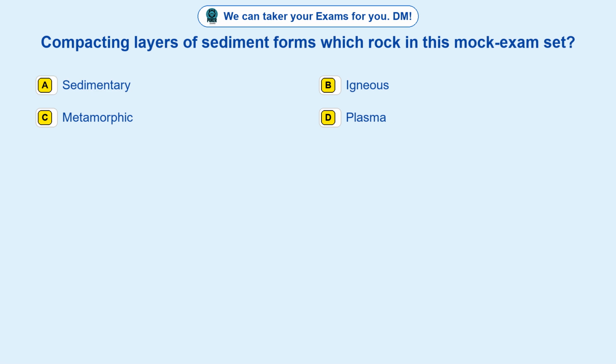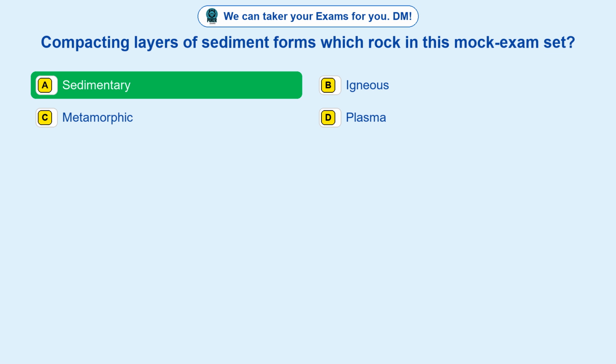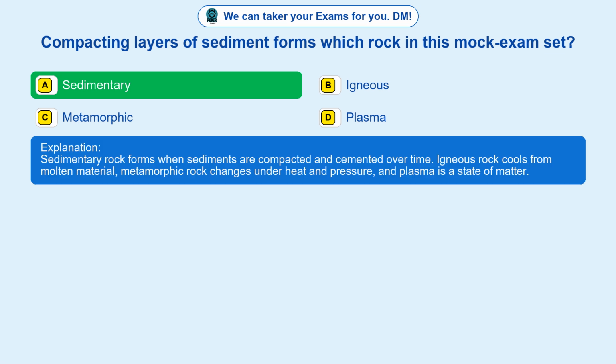Question 85. Compacting layers of sediment forms which rock in this mock exam set? Option A, sedimentary. Option B, igneous. Option C, metamorphic. Option D, plasma. The correct answer is option A, sedimentary. Sedimentary rock forms when sediments are compacted and cemented over time. Igneous rock cools from molten material, metamorphic rock changes under heat and pressure, and plasma is a state of matter.